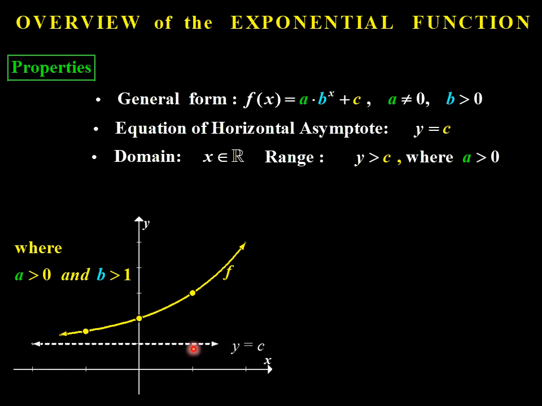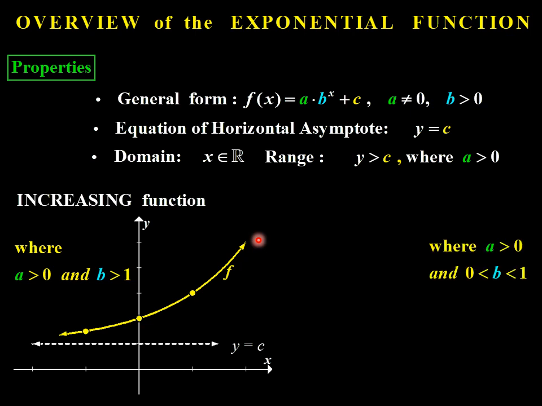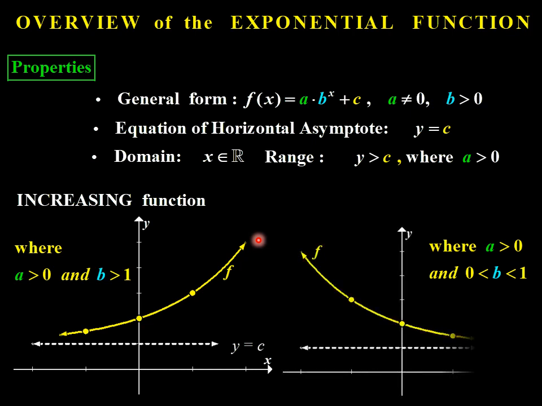And you can see the range here will in this case be greater, because I have a positive number, so the graph will go that way. Okay, that's an increasing function. If b lies between 0 and 1 again, then I'll have an exponential function that, in this case, decreases. And the domain is still real and the range is still y greater than c.